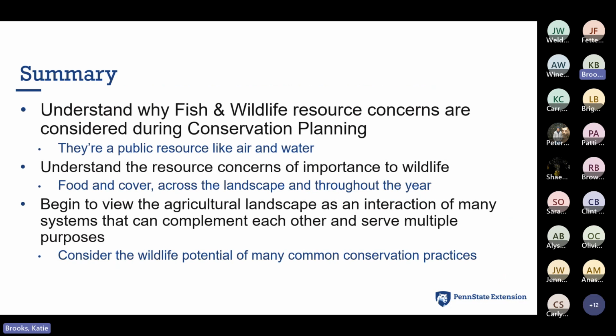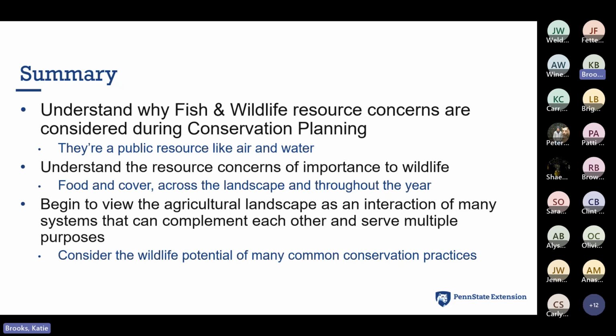So to wrap it up, going back to the goals at the beginning of this, what we were going to cover, we wanted to understand why we have to consider fish and wildlife. That's because it's a public resource and the state does regulate it. And we're required by law to not cause detriment to those public resources. Then to understand the resource concerns that are important to wildlife, mainly in this area, as I said many times, food and cover across the landscape and throughout the year is important. That we're not just thinking about one season.